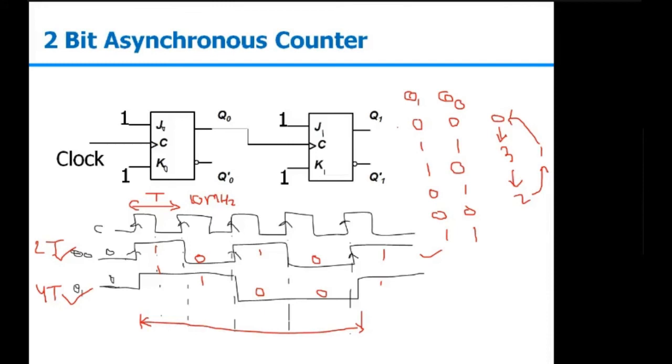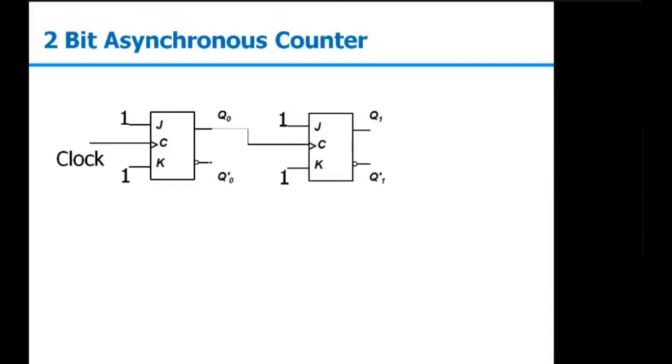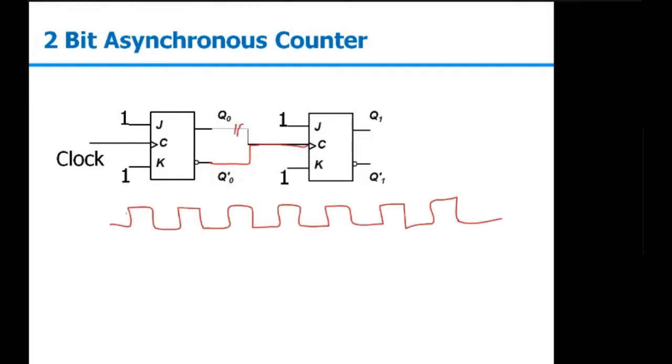What if we need to design an up counter? We will be connecting Q0 dash to clock. We will not connect this. Again, this is my positive edge trigger. This is clock. Initially Q0 and Q1 are in the reset condition. So this is my Q0, reset, and it will be changing at every occurrence of the clock.